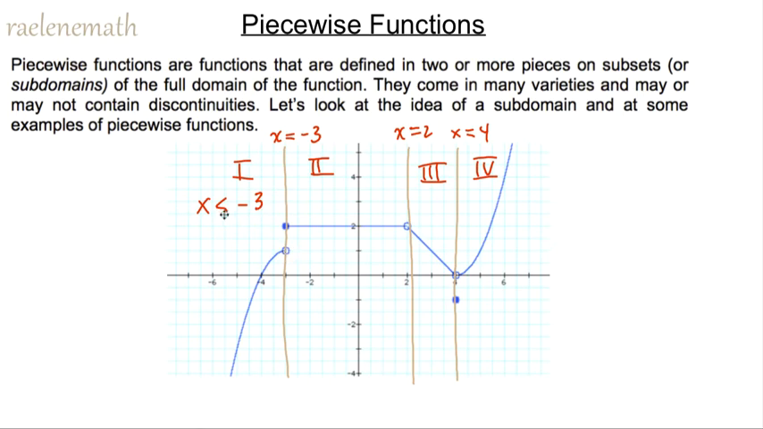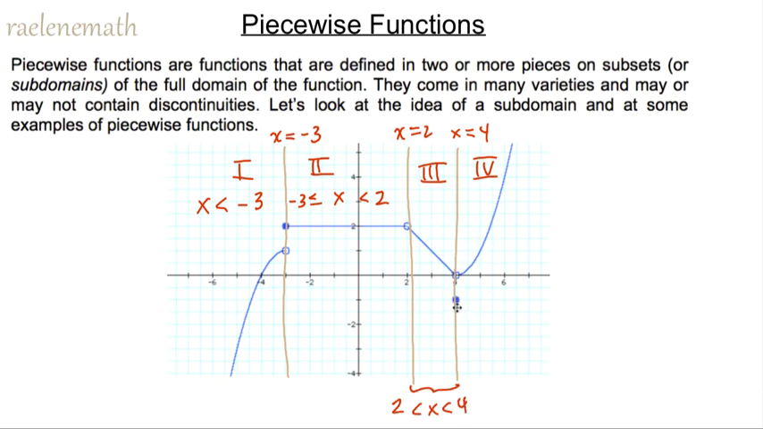Region 1 is defined when x is less than -3, and we are not including that endpoint, so we don't include an equal to here. Region 2 includes the left endpoint, so we have -3 is less than or equal to x, all the way up to x is 2, but not including 2. So x is between these values, including -3, but not 2. Region 3 is a function which is linear, and neither the left endpoint nor the right endpoint is included. This is valid for x-coordinates that are between 2 and 4, but not including those endpoints.